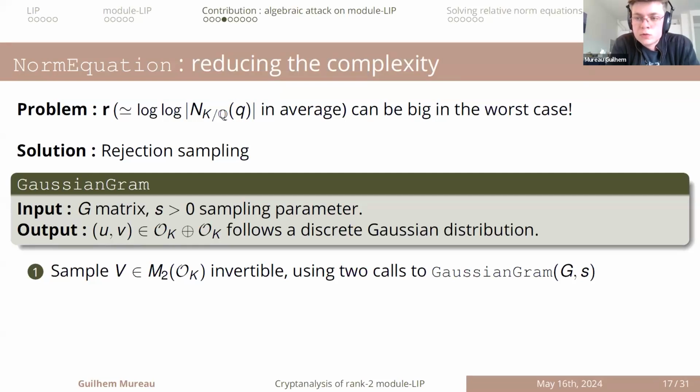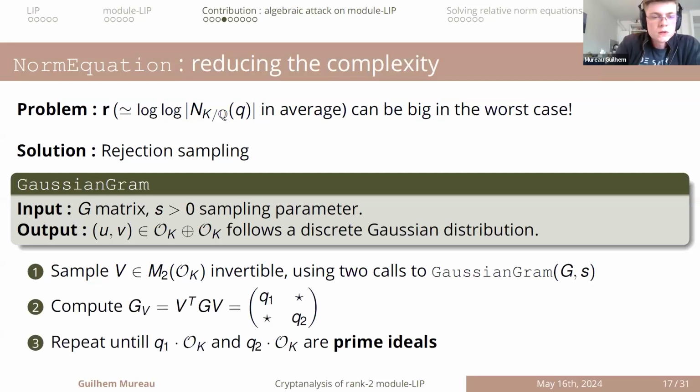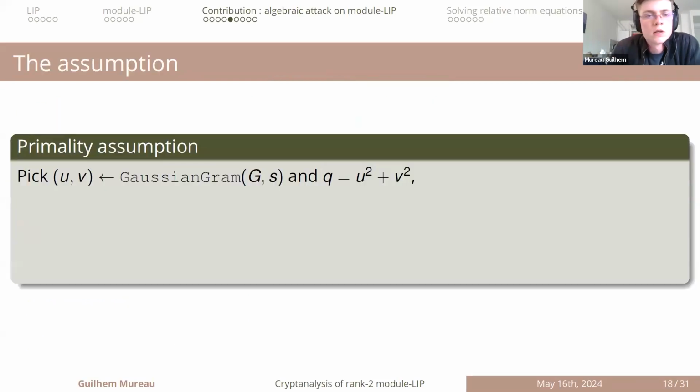And if we make two calls to this algorithm, so we sample two module vectors, we call V the concatenation of the two columns, and suppose that this matrix is actually invertible. What we can do is conjugate the Gram matrix, so we compute a new one, V transpose times G times V, and we hope that the new diagonal coefficients don't have too many prime factors.